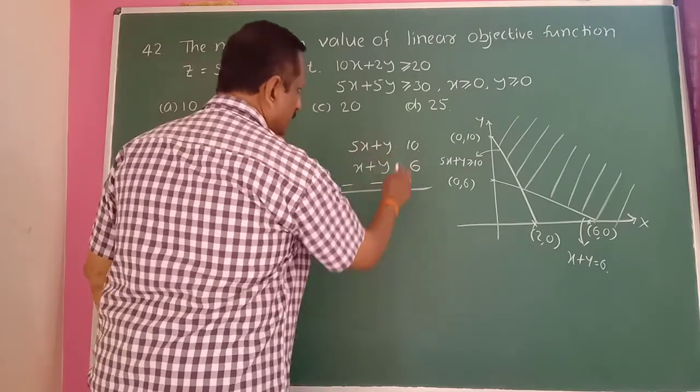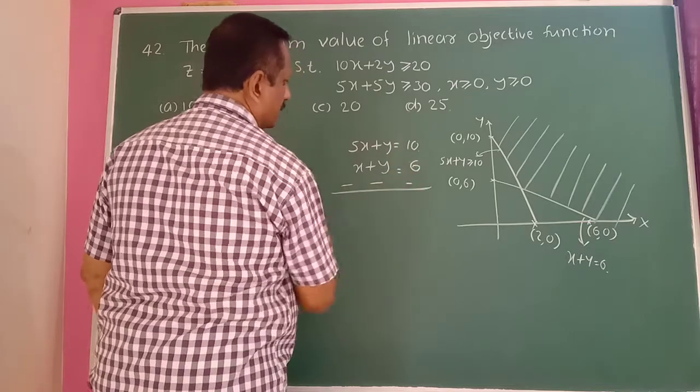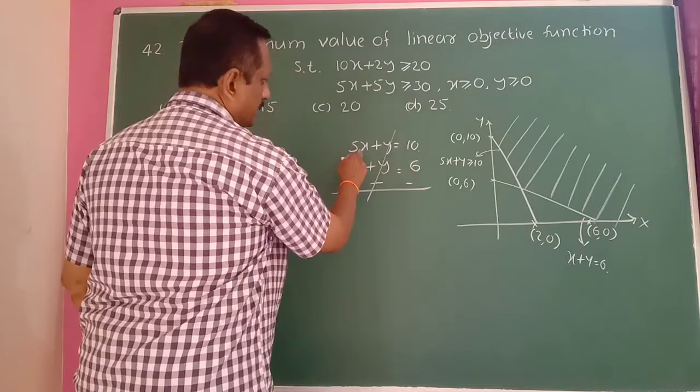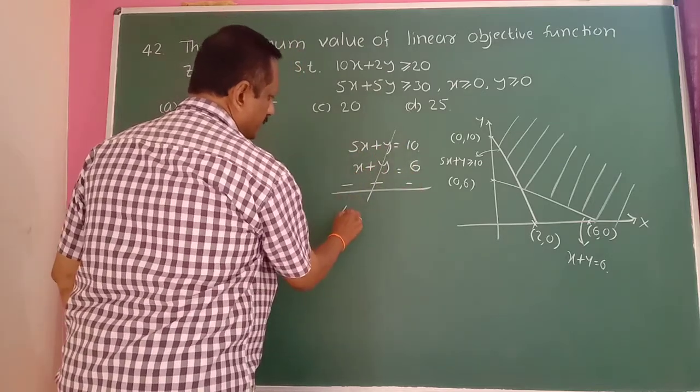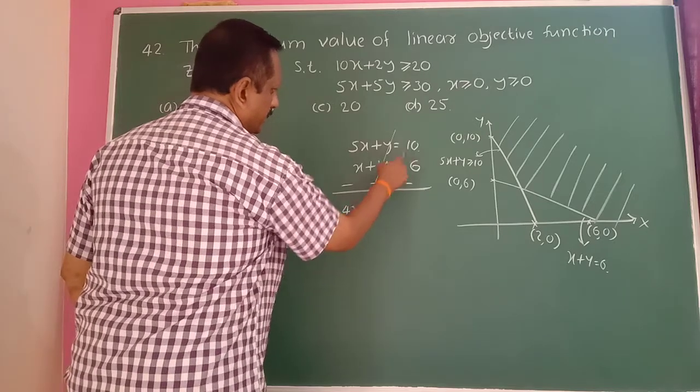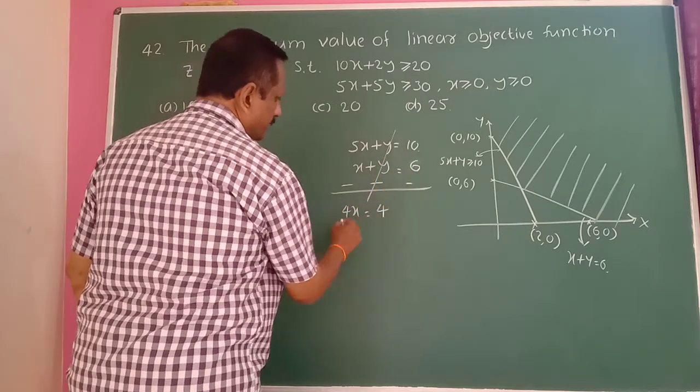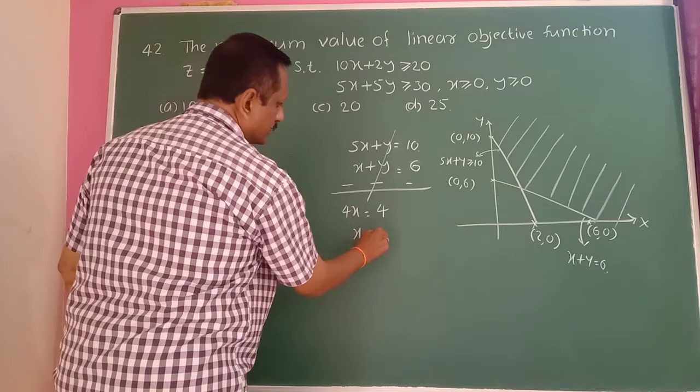Compulsory, you have to take the equal to sign. Subtracting here, plus y minus y cancels. 5x minus x becomes 4x here. 10 minus 6 becomes 4. 4 and 4 cancel, x is equal to 1 here.